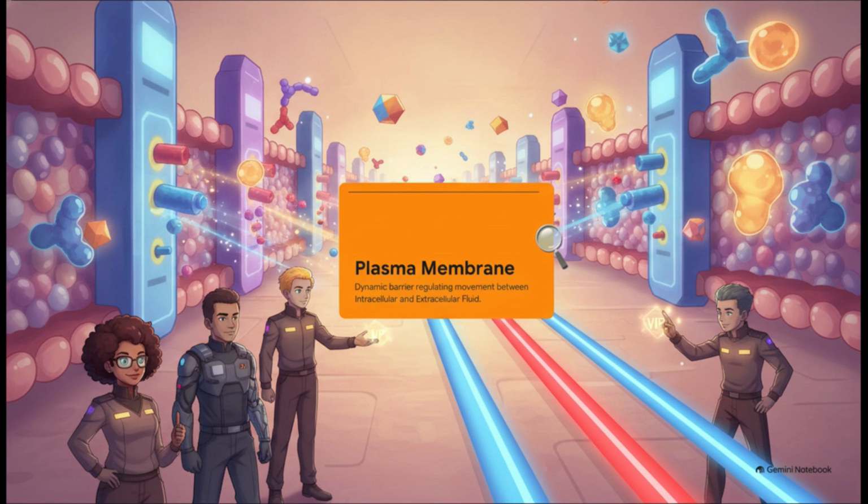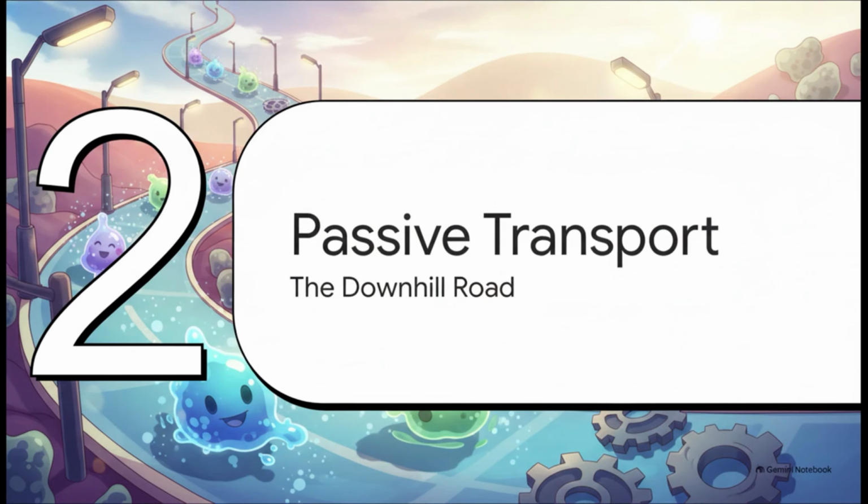It is constantly managing the hustle and bustle between the intracellular fluid inside your cell and the extracellular fluid outside. Think of it as the ultimate VIP bouncer. It decides exactly who gets in, who gets kicked out, and it manages two main biological highways to make it all happen. Moving on to Section 2.